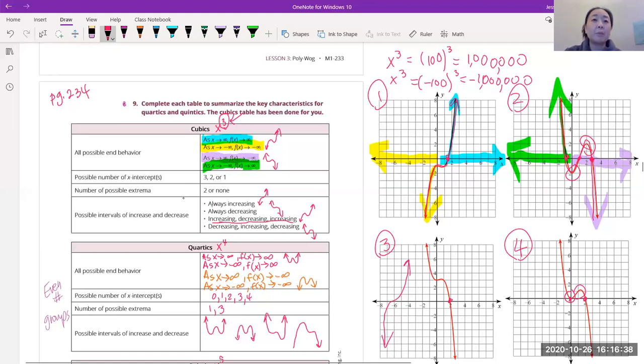And then the possible number of extrema. Extrema, oh, we didn't talk about this before. It was in the previous one. Extrema just means the combination of minimums and maximums. So I'm asking you, how many minimums and maximums do I have?